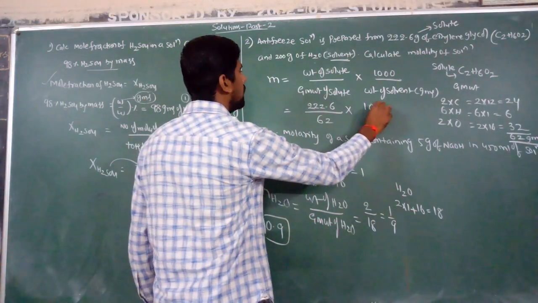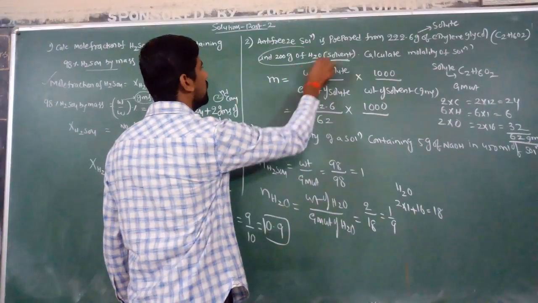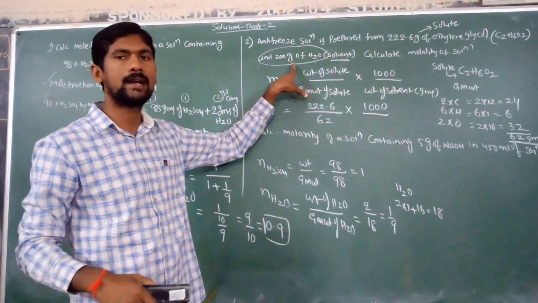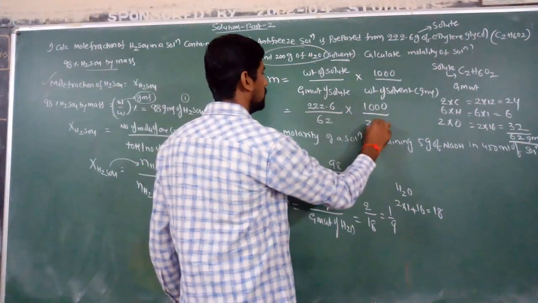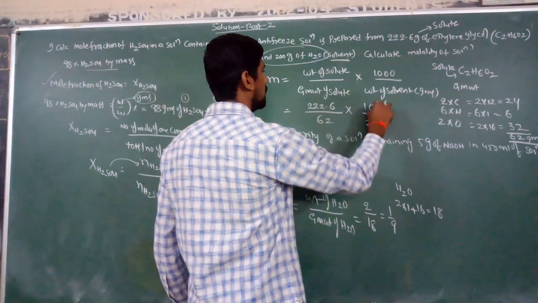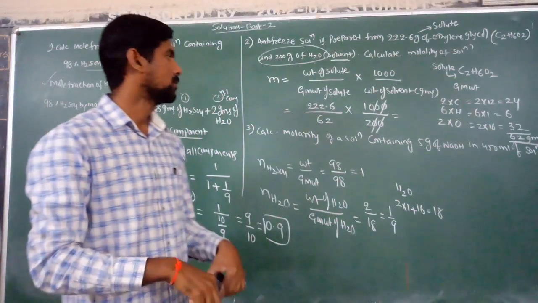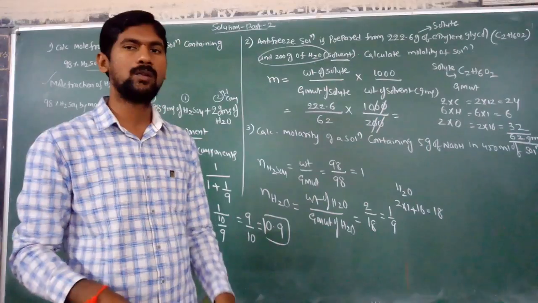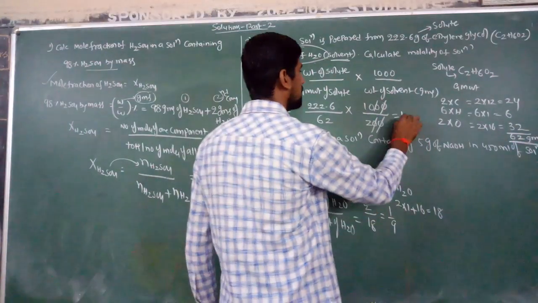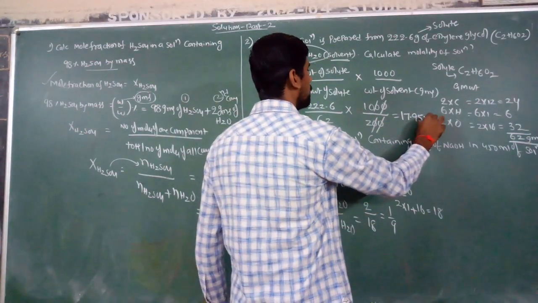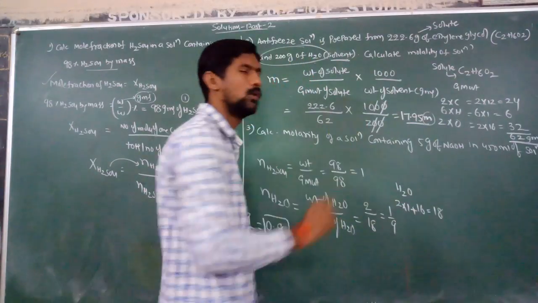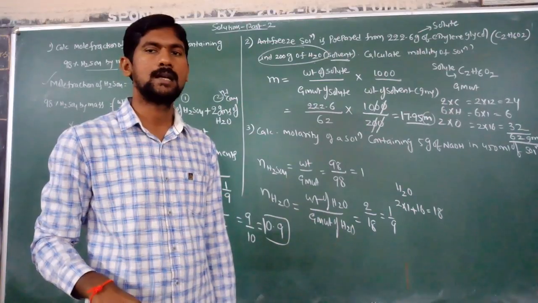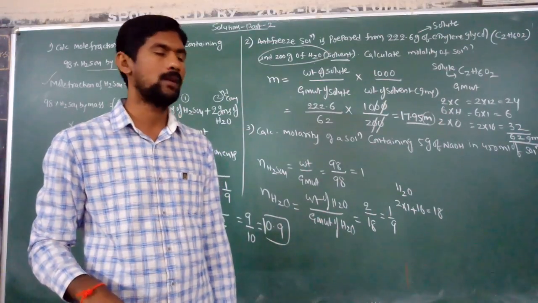Then substitute into the formula, into 1000 by the weight of solvent. The weight of solvent is 200 grams. So 222.6 by 62 into 1000 by 200. If you simplify this, you will get the answer 17.95. Molality is designated as small m. So the answer is 17.95 m.